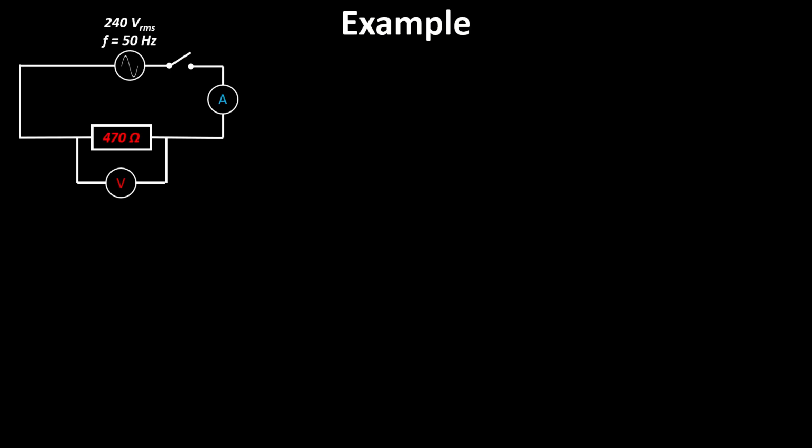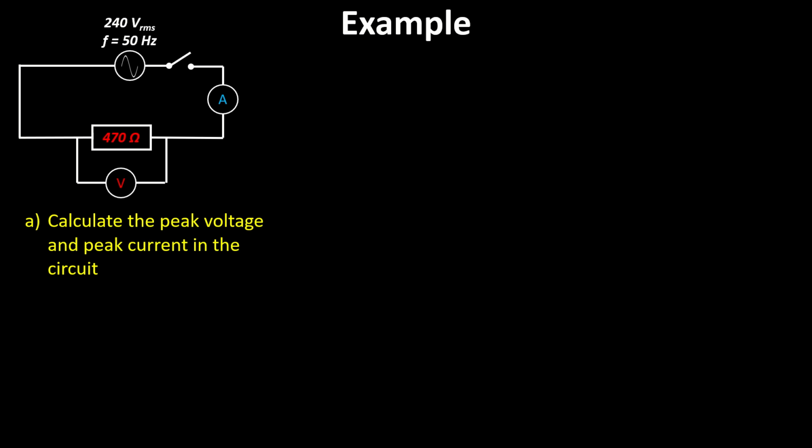All right, so an example. Let's say we've got a circuit like this. So we've got a 240 volts, 50 hertz power supply, such as we have in New Zealand, and it's connected to a 470 ohm resistor, and we've got a voltmeter and an ammeter to tell us what's going on. So let's go through some things. So first question here, what's the peak voltage and the peak current?